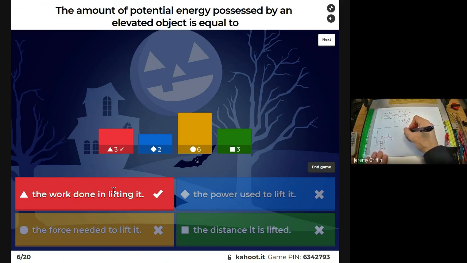Then the work done lifting it would be the lifting force, which is mg, times the distance moved, which is the height. Oh, look at that. The work done lifting it is equal to the potential energy that it's going to end up with at the end, right? Because you put that much energy into it.